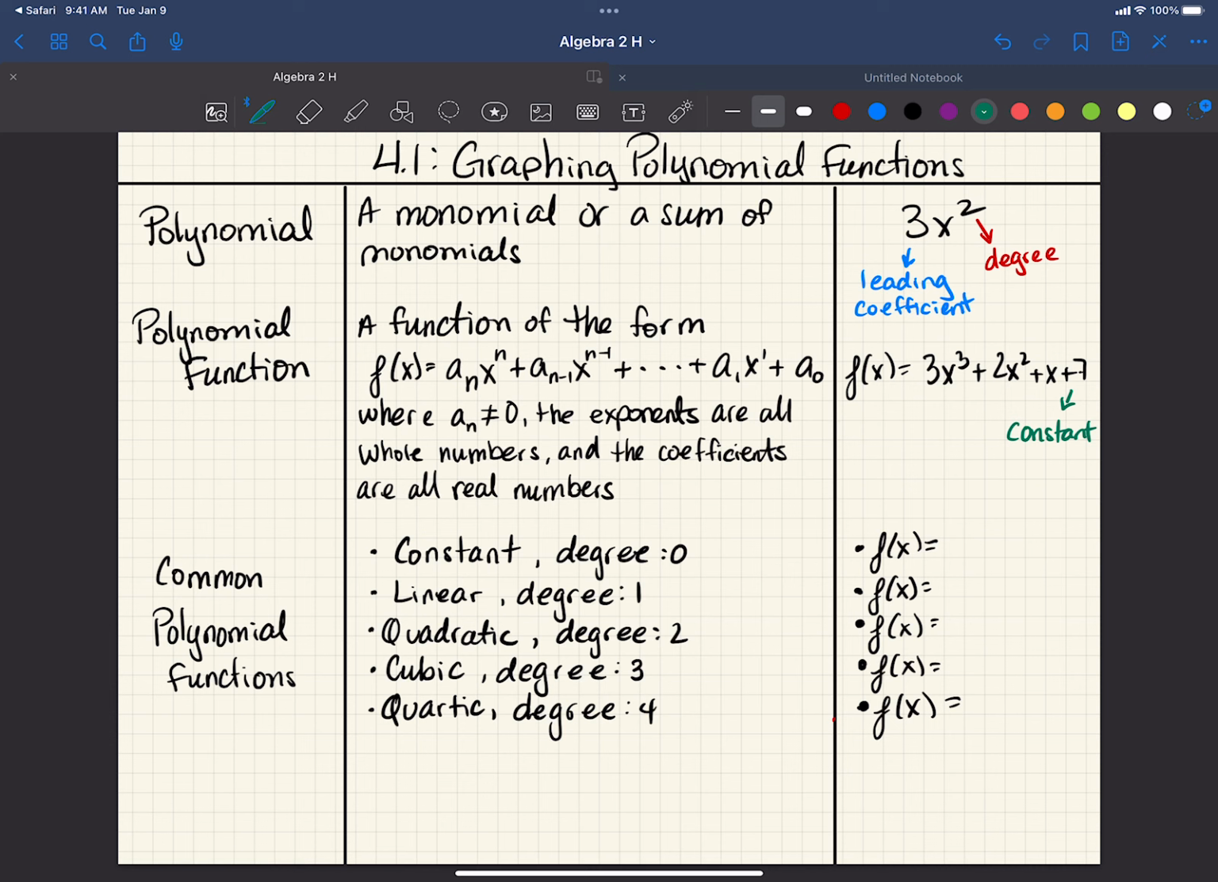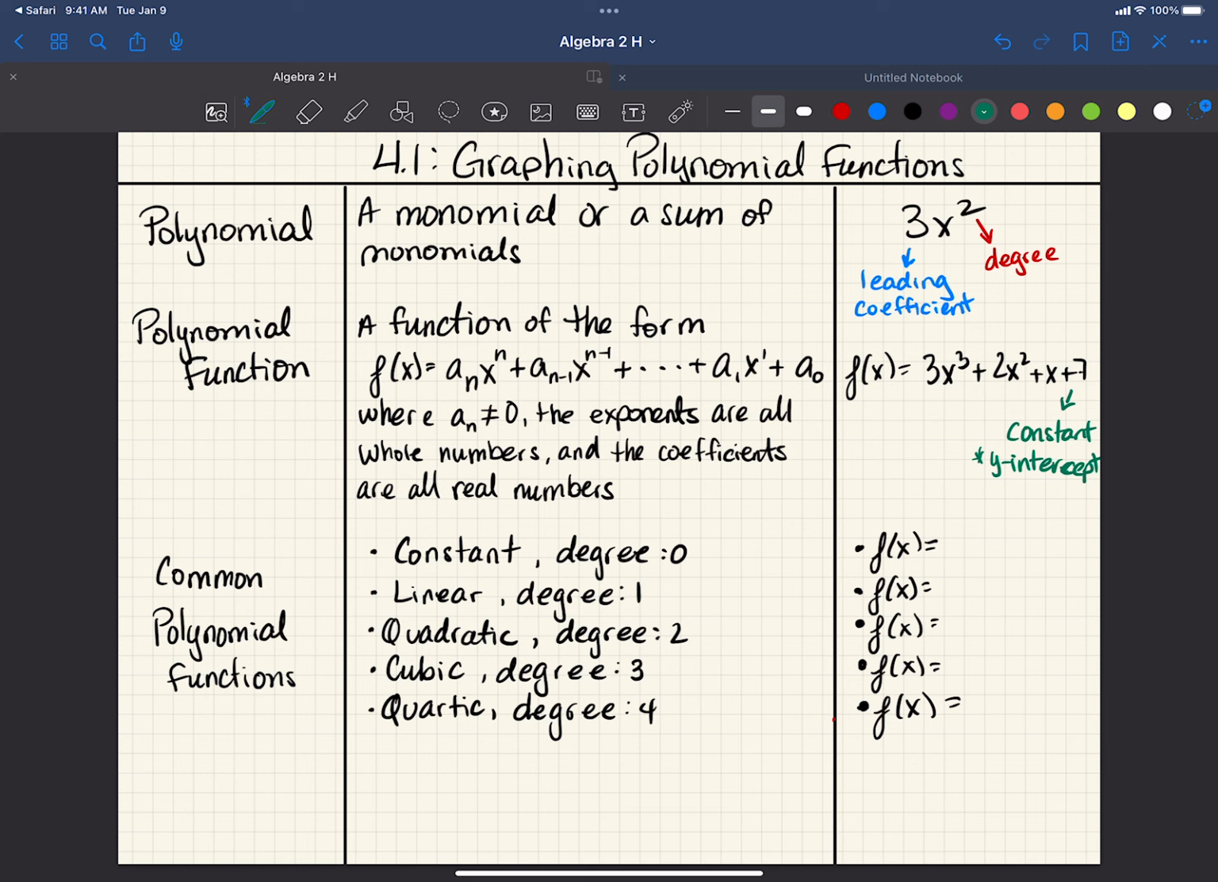It's also the y-intercept, right? Because if everything else has an x, when you have x equals 0, the leftover will be the constant, which is your y-intercept. So as a little fun fact, that is also your y-intercept.